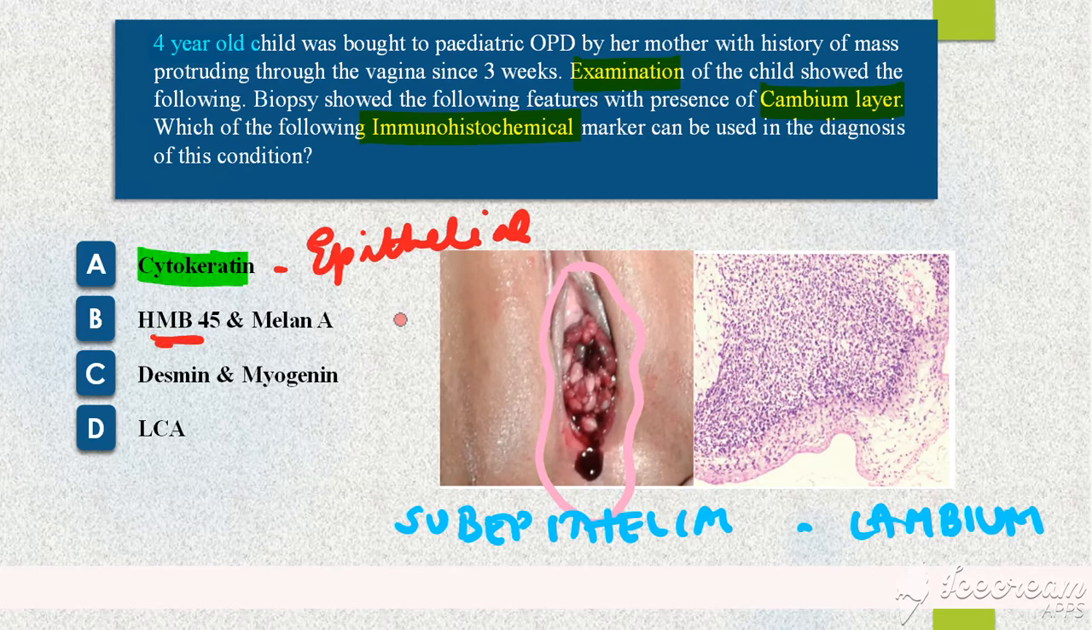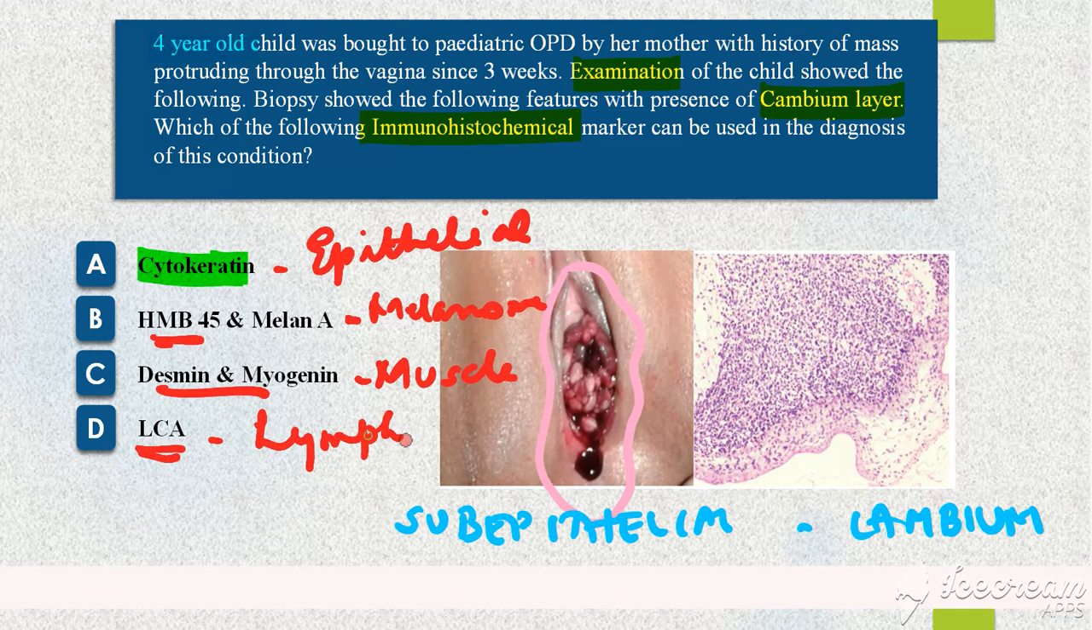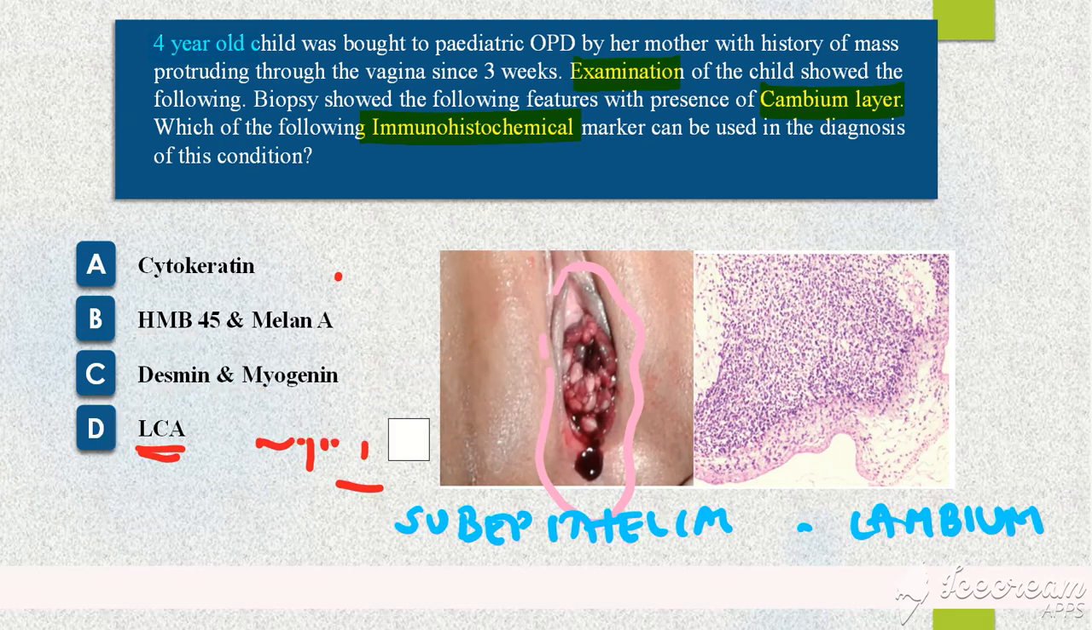Whereas HMB45 and Melan-A, where have we heard about this? Melanomas are usually positive for this. Whereas desmin and myogenin are positive for tumors of skeletal muscle origin, especially rhabdomyosarcoma. What is this? LCA, leukocyte common antigen. This is positive in lymphomas. So now, what's the answer? Your diagnosis is clear cut. Your diagnosis here is a tumor originating from the muscle. So your answer is desmin and myogenin. The answer is an embryonal rhabdomyosarcoma with cambium layer.